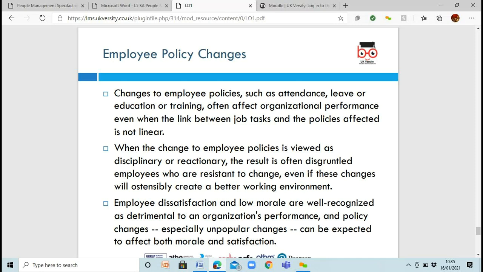So employee dissatisfaction and low morale are well recognized as detrimental to organizations' performance and to its policy changes, and especially unpopular changes. They can be expected to affect the morale and the satisfaction. So again, changes can be quite difficult to implement, but they can also be very important to implement.